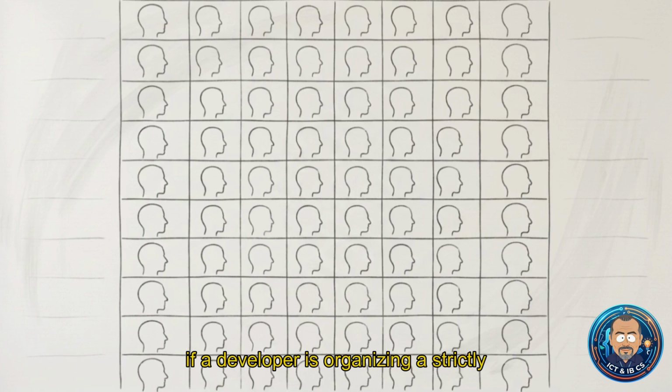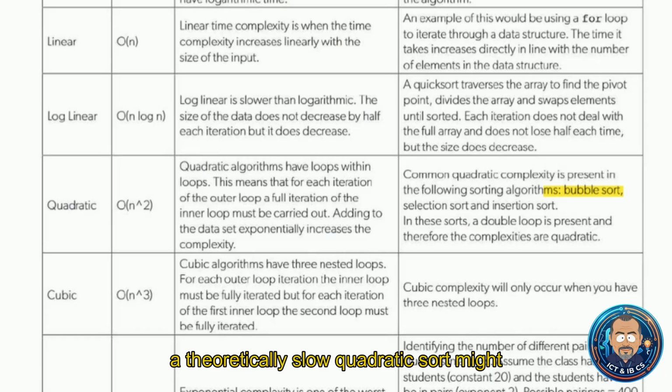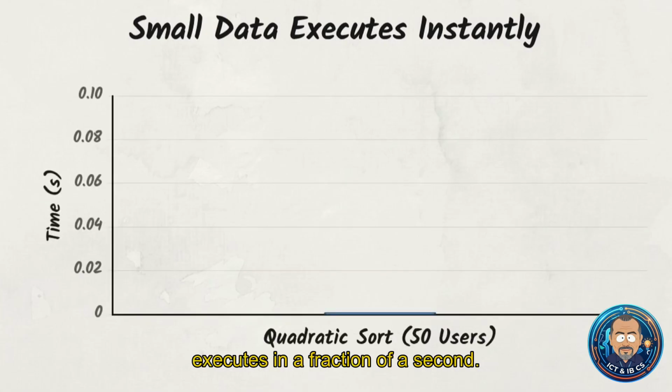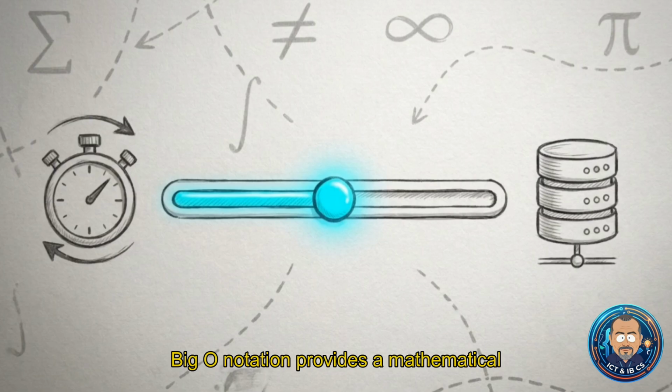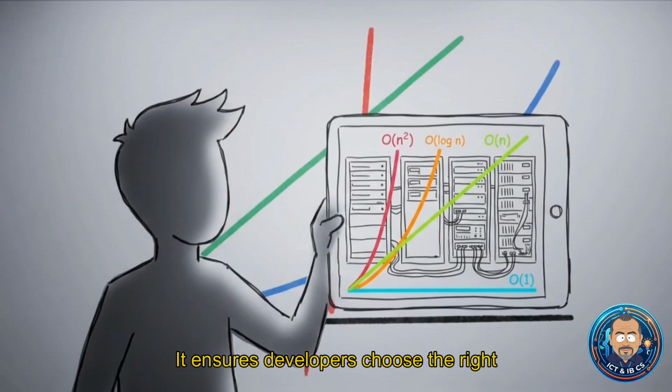Conversely, if a developer is organizing a strictly limited dataset, say 50 internal user accounts, a theoretically slow quadratic sort might be the most appropriate choice. It takes far less time to write, and on a dataset that small, it still executes in a fraction of a second. Big O notation provides a mathematical framework for evaluating these trade-offs. It ensures developers choose the right solution for the required scale, matching the complexity of the code to the specific needs of the problem.